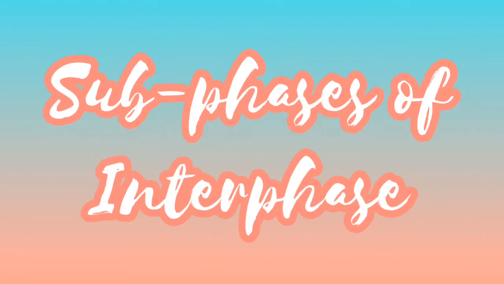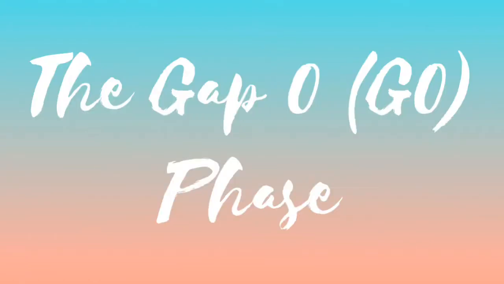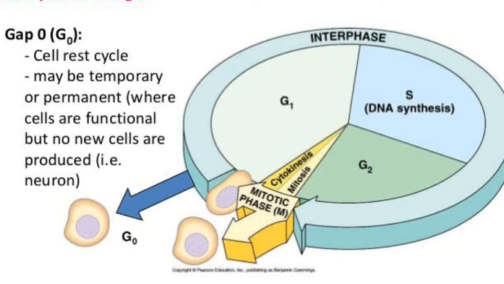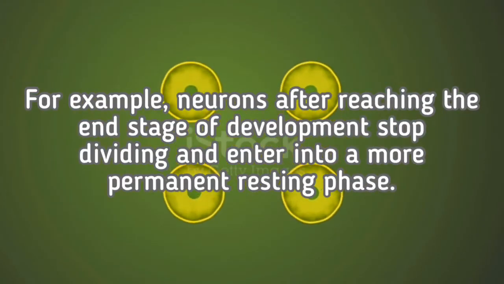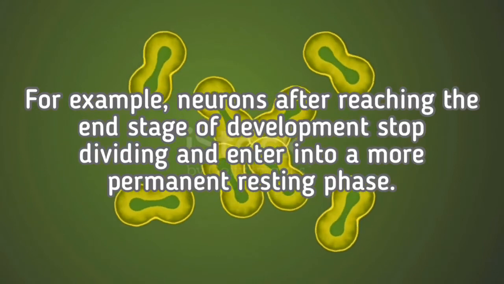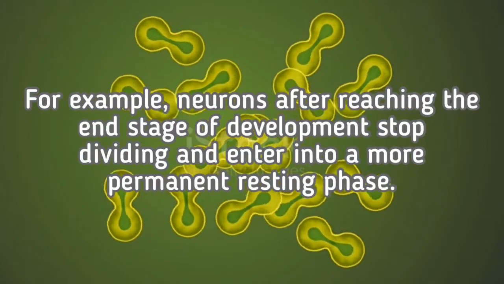Subphases of interphase. Gap 0 or G0 phase. At times, the cell will leave the cycle and temporarily stop dividing. This is called a resting period. It can be for a short time or a longer, more permanent period. For example, neurons reaching the end stage of development stop dividing and enter into a more permanent resting phase.